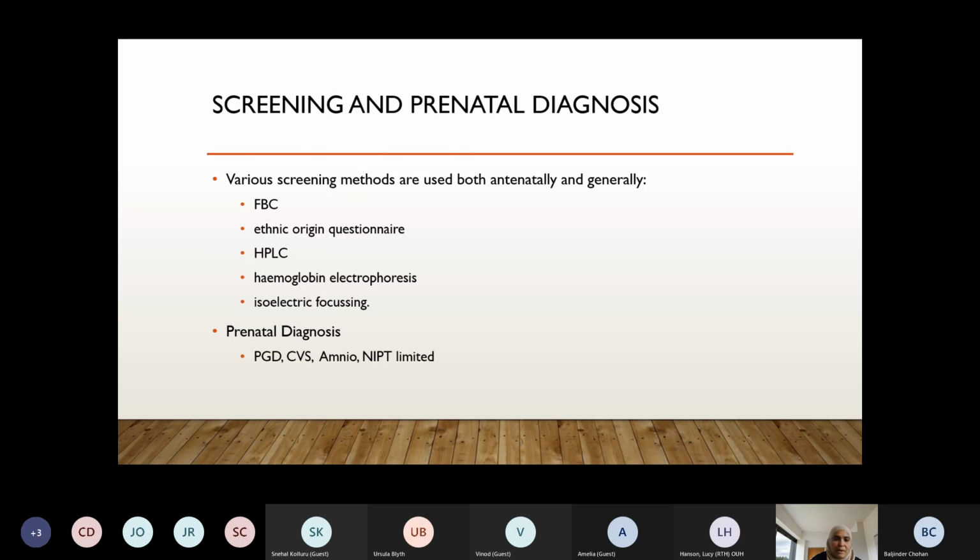And how we manage in pregnancy: most of these cases are asymptomatic, so they are screened. This is routine screening in the antenatal program by full blood count, then an ethnic origin questionnaire, then chromatography, I looked up the abbreviation, it is high something, and then electrophoresis and other specific tests. So if the questionnaire comes back high risk, then one or two of these tests are done to confirm hemoglobinopathies.